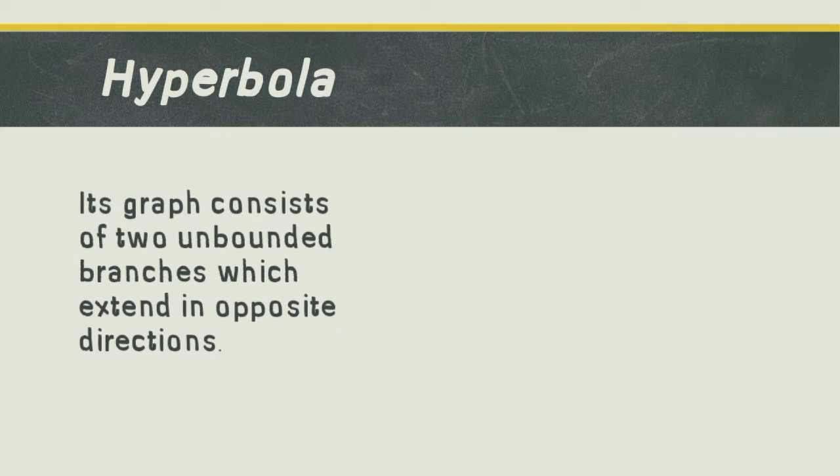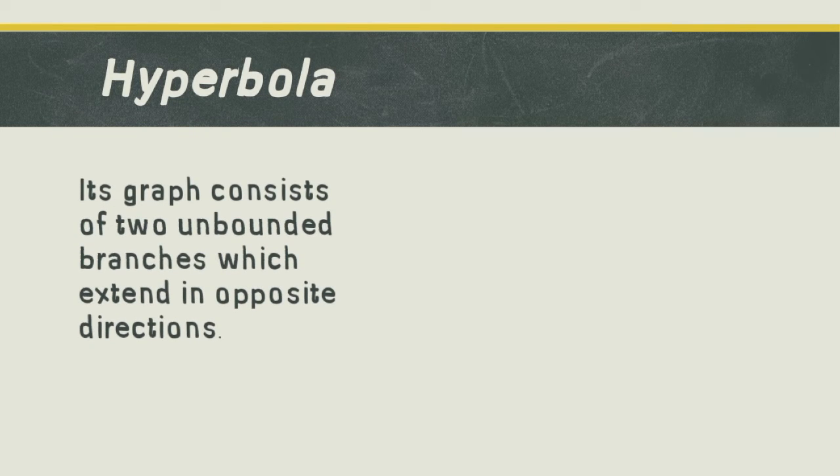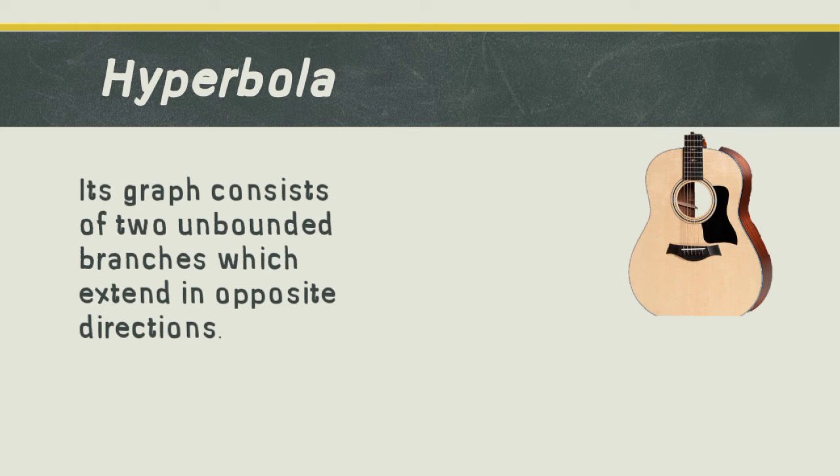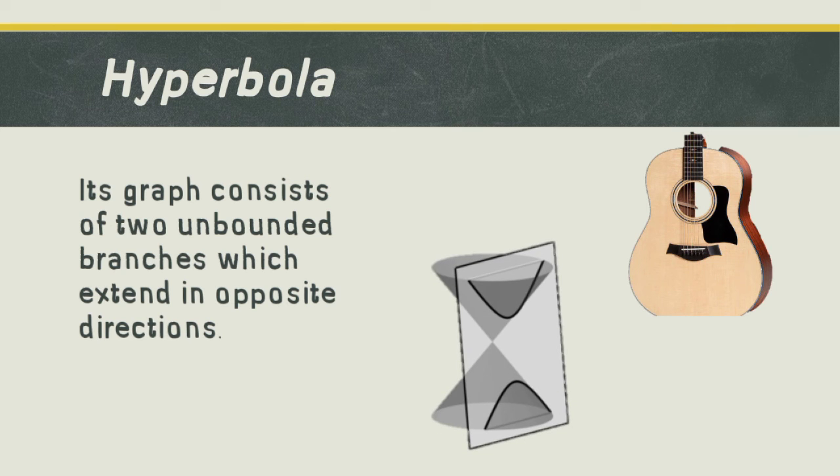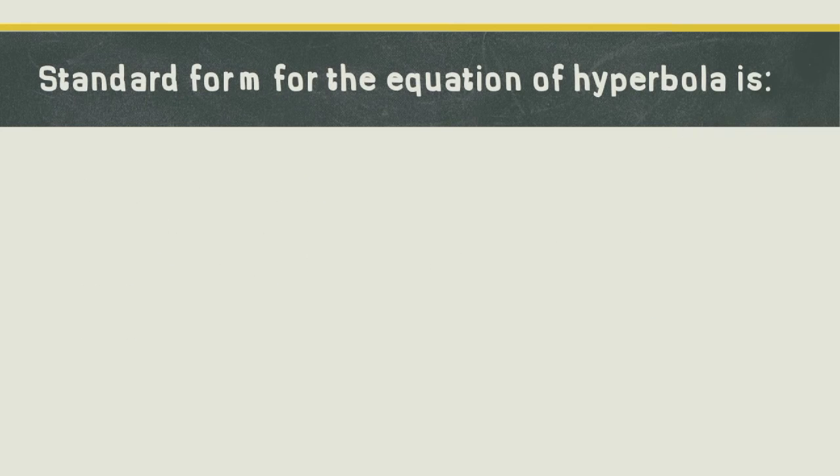Next, conic section is hyperbola. Its graph consists of two unbounded branches which extend in opposite directions. Example, the curve of the guitar. And then, that cone represents the hyperbola. Standard form for the equation of hyperbola is x squared over a squared minus y squared over b squared equals 1.